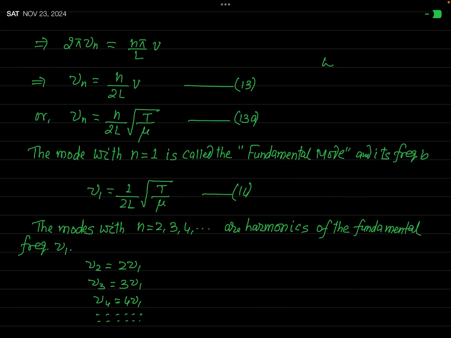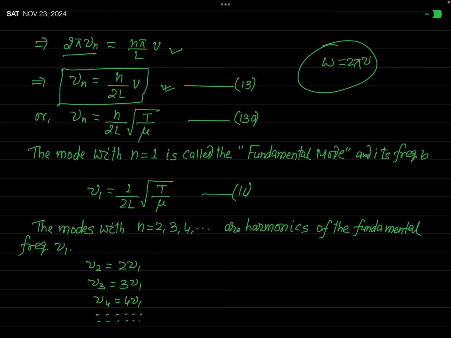But you know omega is equal to 2 pi nu, where nu is the regular frequency measured in hertz. So omega n is written as 2 pi nu n, and that is equal to n pi over L times v, and therefore this nu n is equal to n over 2L times v. This is a most important result when we will discuss the laws of transverse vibration of a string.